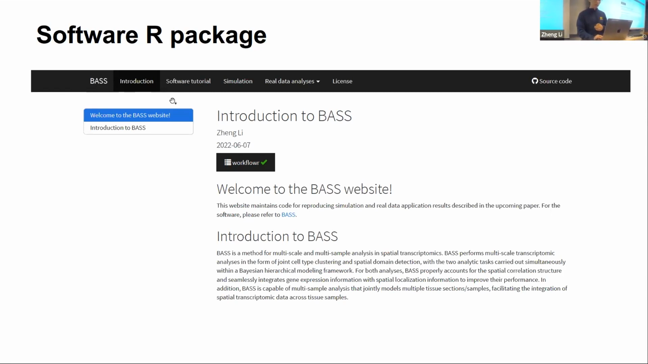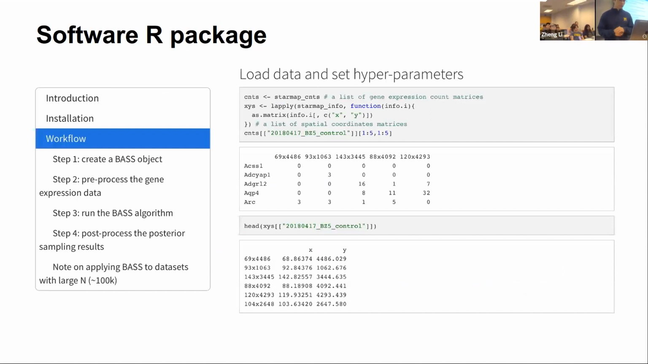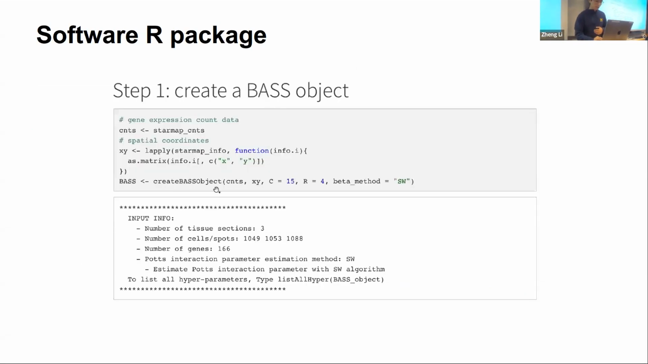You can basically reproduce all the simulation results and all our findings in the real data here. It has an introduction page, software tutorial, and all our simulation and real data analysis results. In the tutorial, it has 4 steps to run our package. Our software takes 2 input data: a list of count matrices, because we have many different tissue sections, and a list of spatial location matrices. We also need to specify the number of cell types and spatial domains.